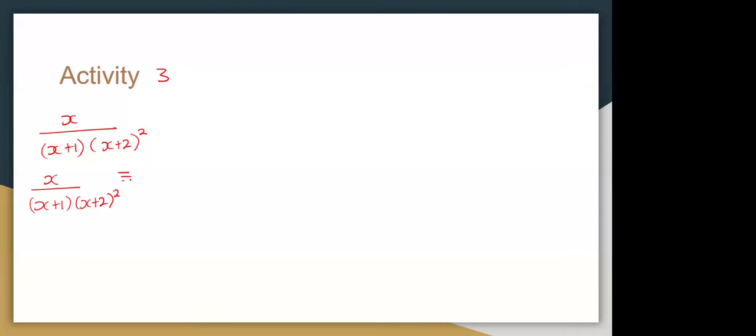I will say this is equivalent to my a out of x plus 1. Now I'm dealing with this first one. Then when you look at the second factor here, it is a repeated factor. So I will say plus b out of x plus 2 plus c out of x plus 2, everything squared. Kindly let me know in the chat whether that step is okay.